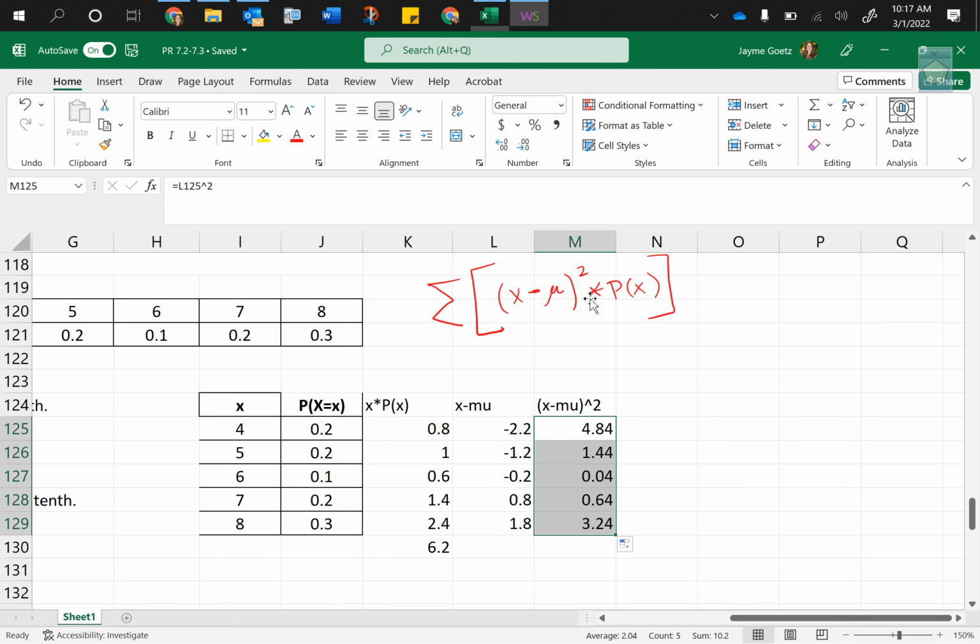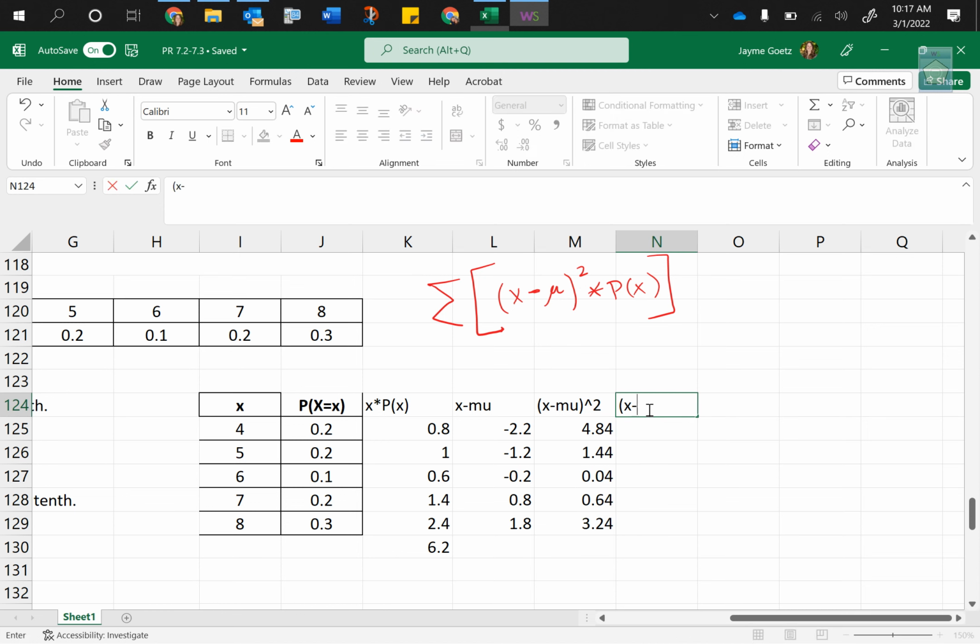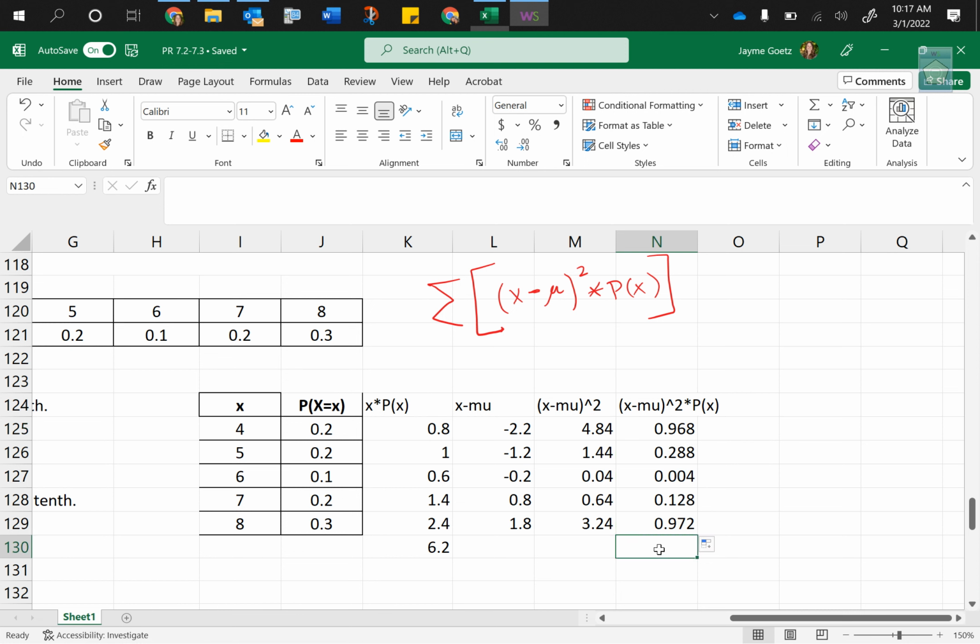Once I've squared them all, what do I do with them then? Multiply it by p of x. So I'm going to have x minus mu squared times p of x, my probability. So I want this one times this one. Well, then what do I do? Find the sum. Very good.